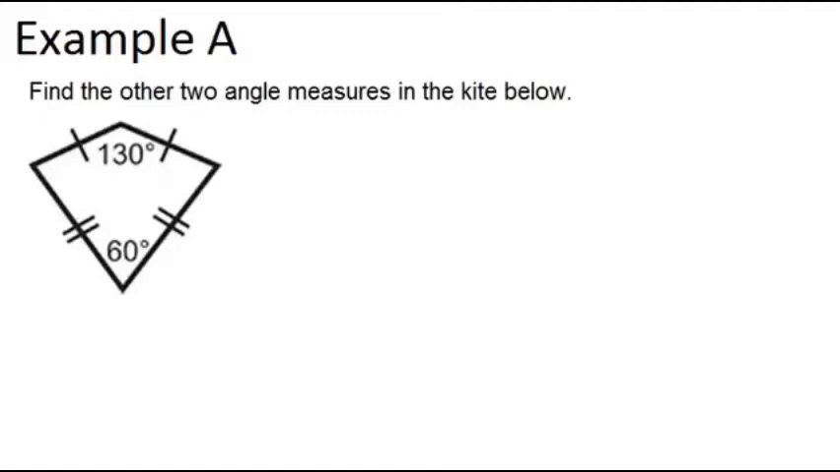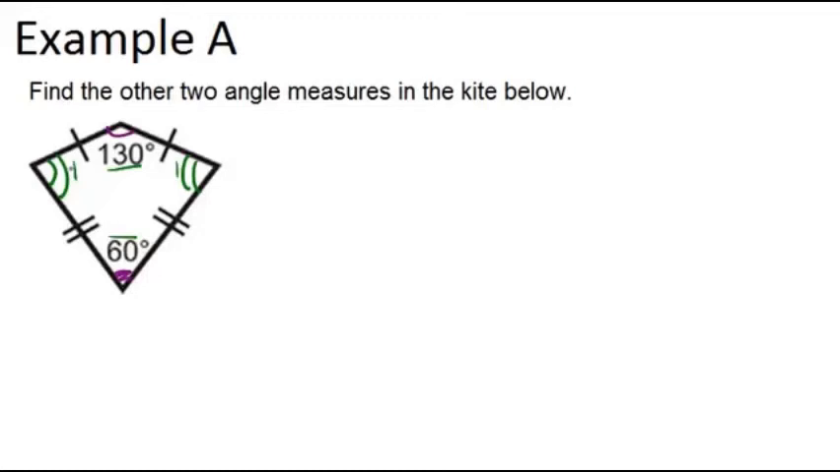In example A, it says, find the other two angle measures in the kite below. It's given that we have one 130-degree angle and one 60-degree angle over here. Now, one property of a kite is that the non-vertex angles, which would be these angles, are always congruent. That means they will be the same measure. Another thing you need to know is that for any quadrilateral, the four angles will add up to 360 degrees. So the 130-degree angle plus the 60-degree angle plus these two unknown angles equal 360 degrees.